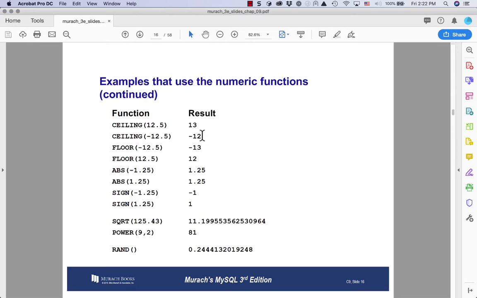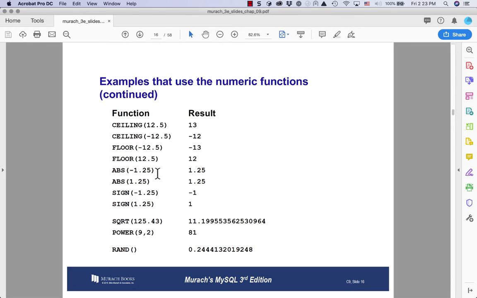So that's how I try to envision it to remember it. The floor is going to be the left side of the number line. Just opposite. So if we've got a negative 12.5, then we're going to go over to the left side of the number line there. We're going to get a negative 13. If we've got a positive 12.5, then we're going to go to the left side on the number line. It's going to be a positive 12.